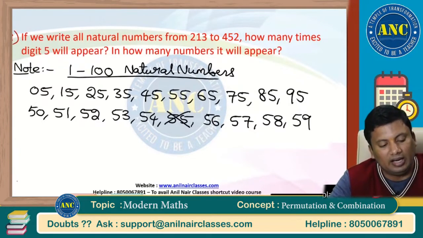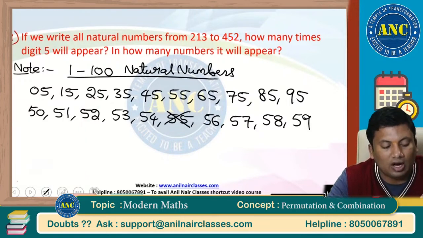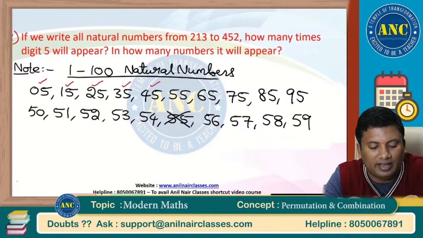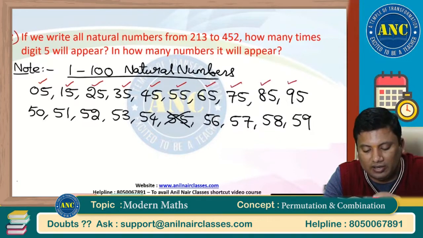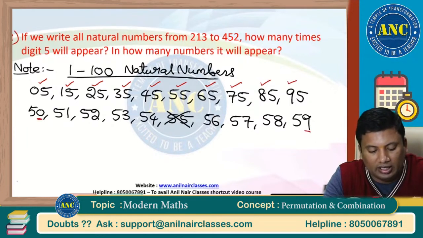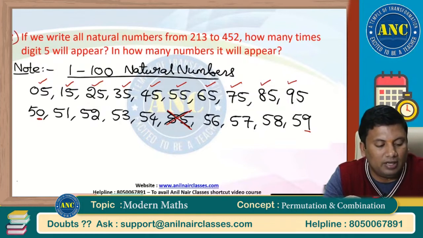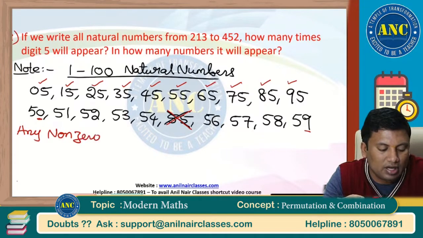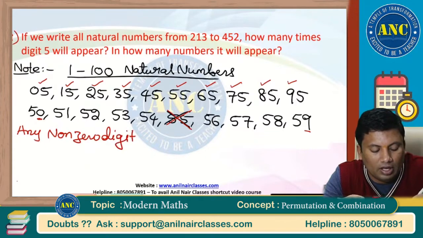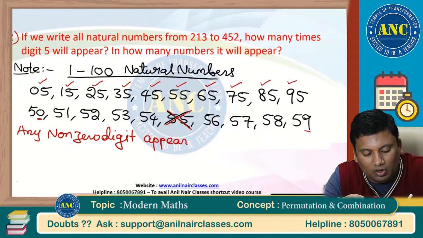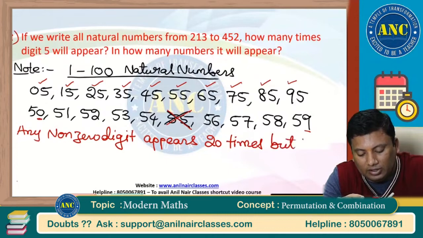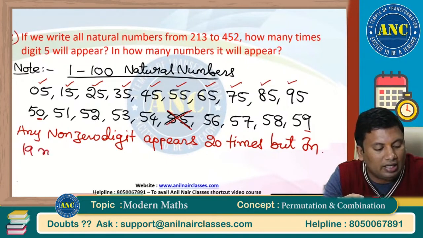Now, please see here. Listen carefully, sir. In a set of 100 natural numbers, how many times does 5 appear at minimum once? 1, 2, 3, 4, 5, 6, 7, 8, 9, 10. Here also it is from 50 to 59, 10. But one is eliminated. That means in a set of 100 consecutive natural numbers, any non-zero digit appears 20 times but in 19 numbers.